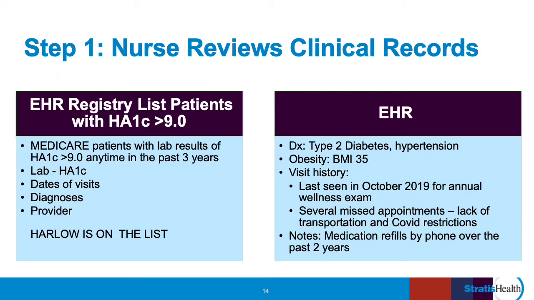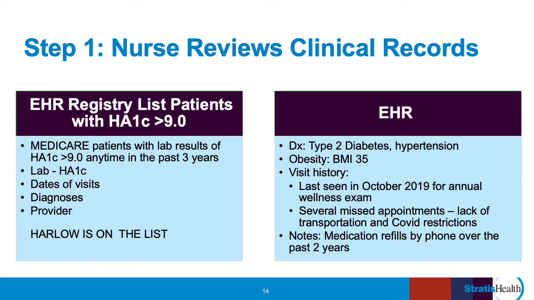The first step to use the data to work towards providing excellent care for patients is for the clinic RN to review Harlow's records in the EHR. She finds that in addition to type 2 diabetes, he also has a diagnosis of hypertension and obesity. He was last seen 2 years ago for his annual wellness visit.